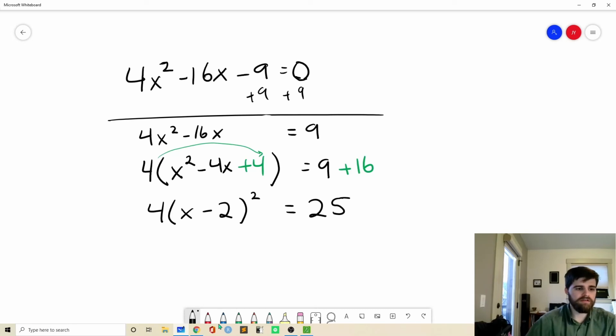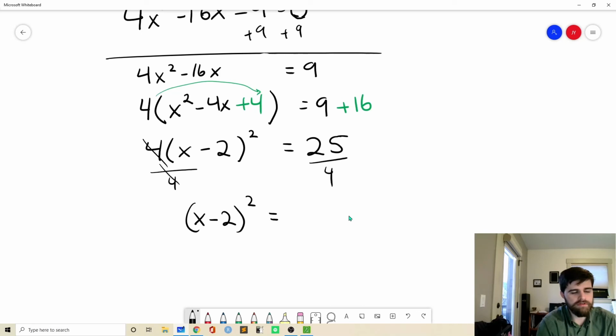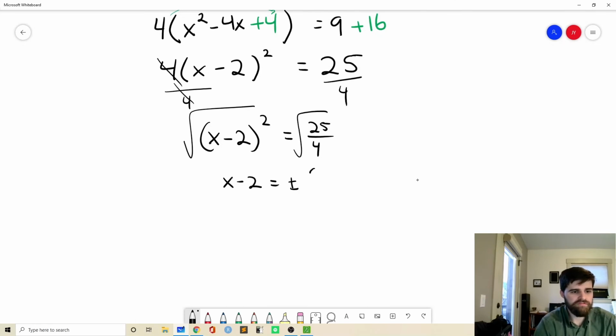And now we can start solving from here. And again, this one's a little bit uglier, but this is actually going to work out pretty nice for us. So first, before I take the square root, I'm going to get this 4 out of the way by dividing. So I got x minus 2 squared equals 25 over 4. Now I can take a square root. Luckily for us, these are both perfect squares, so I get plus or minus 5 over 2. All right, square root of 5, square root of 4. When you take a square root of a fraction, just square root the top and the bottom separately.